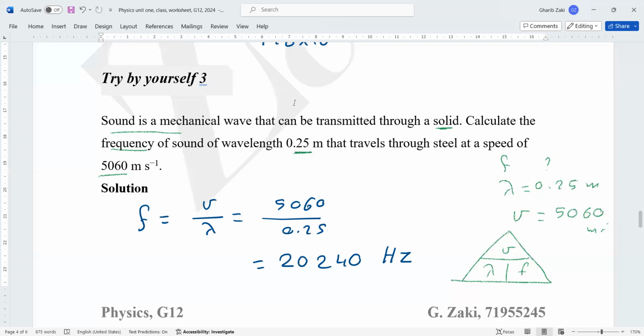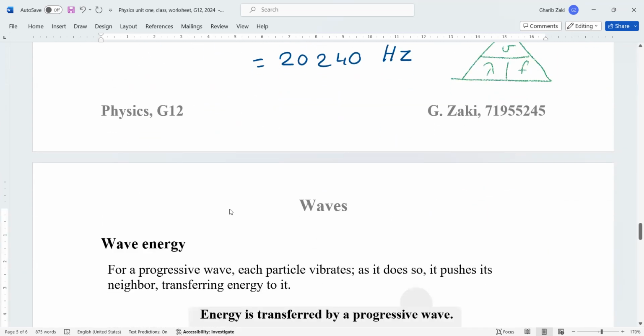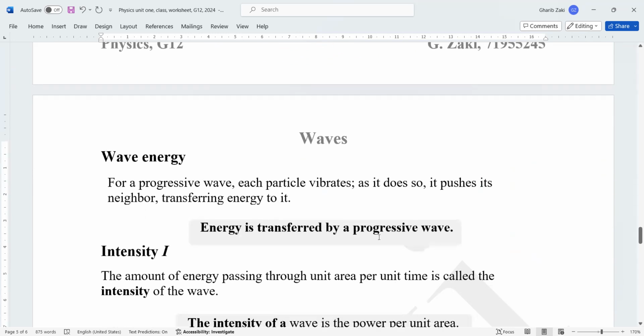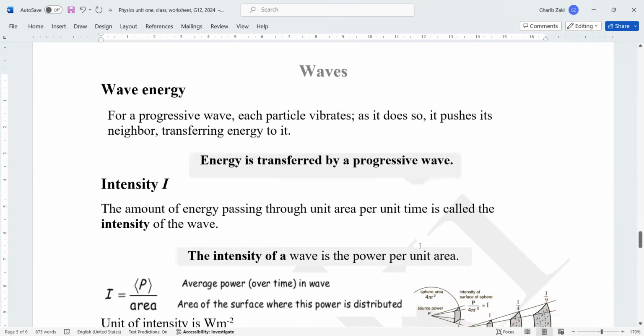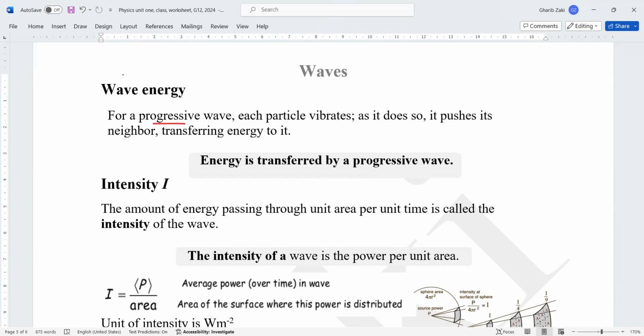Now we talk about a very, very important topic, the energy of the wave. Try to understand this topic with me. Wave energy is the energy carried by the progressive wave. So the progressive wave transfers energy.